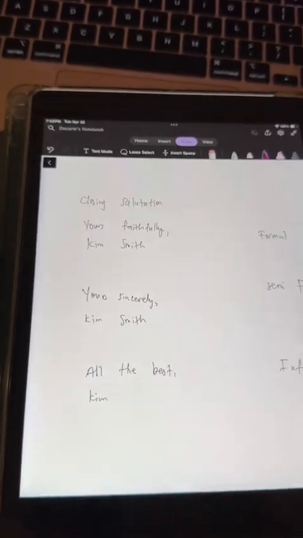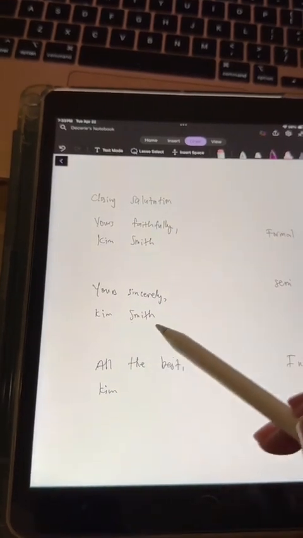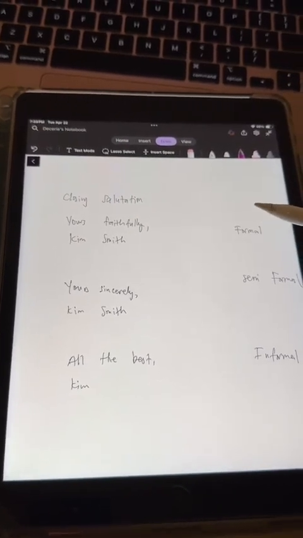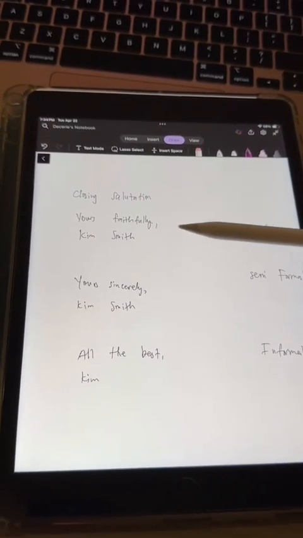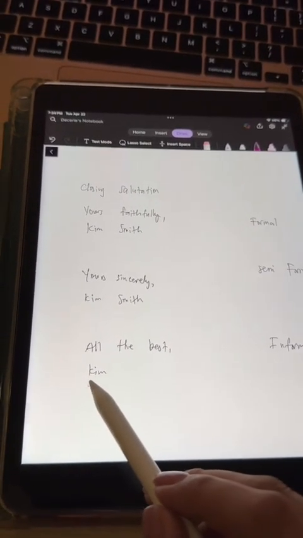Notice also na for formal and semi-formal, you need to put in your complete name. So for example lang ito, Kim Smith. Yours faithfully, Kim Smith for formal tone. Semi-formal, yours sincerely, Kim Smith. But for informal, all the best, just your name lang, Kim.